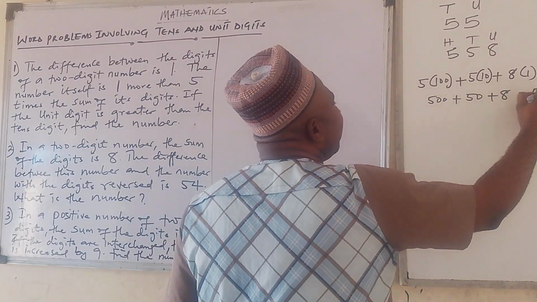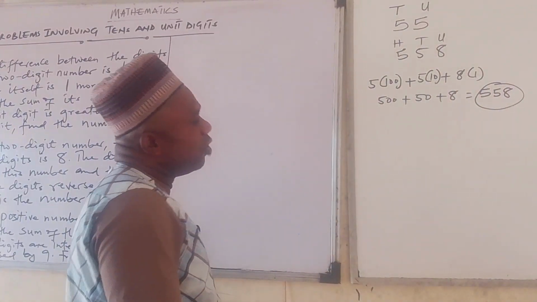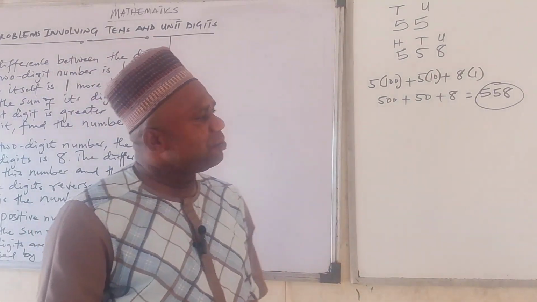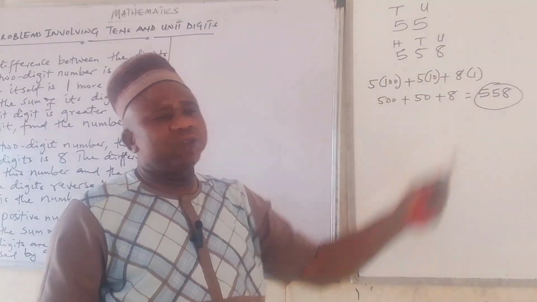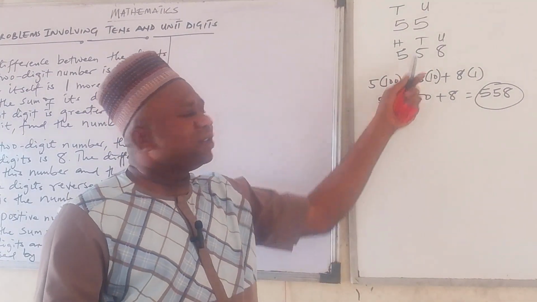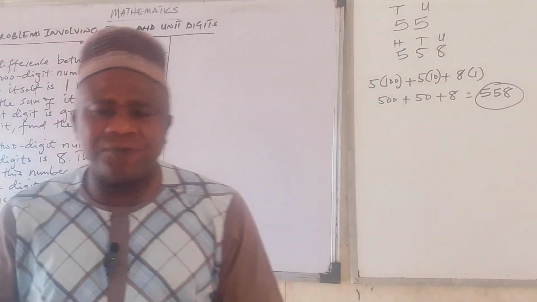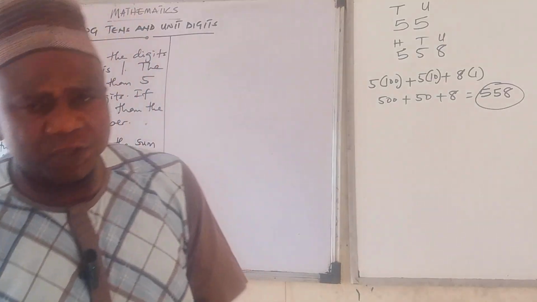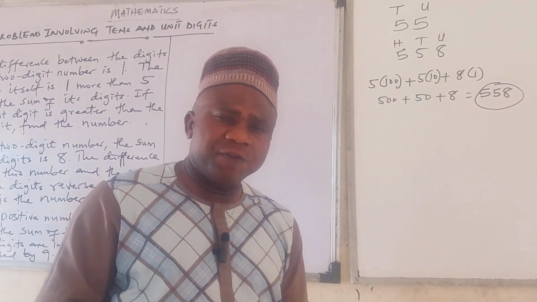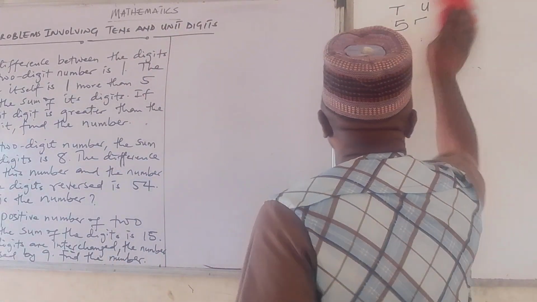That will give you 558. So the number here is 558. Each of these digits represents the hundreds digit, the tens digit and the units digit. So like I said from inception, today we are going to be looking at word problems leading to simultaneous equations involving tens and unit digits. So now we have some questions before us.